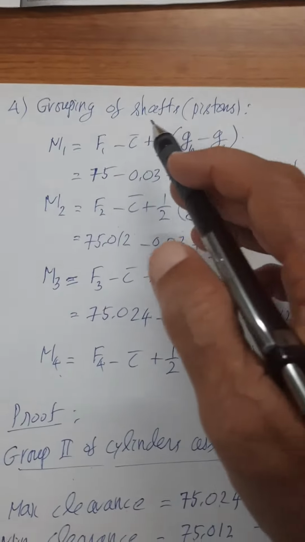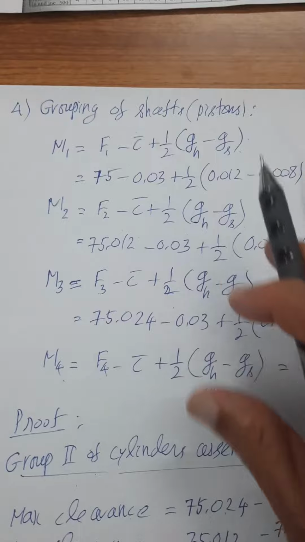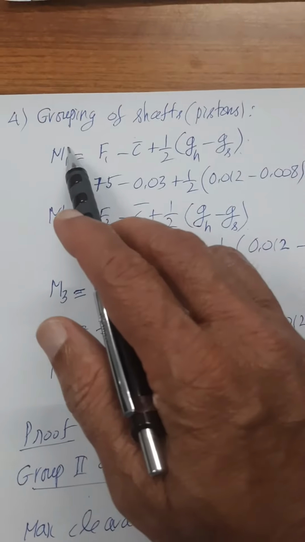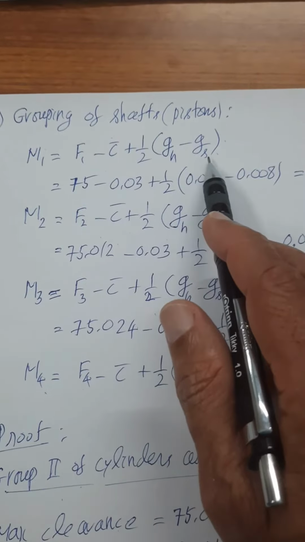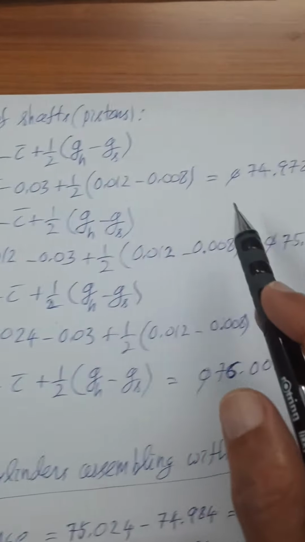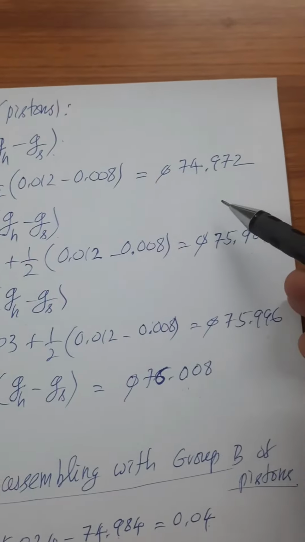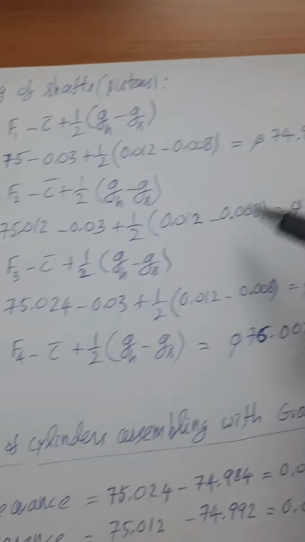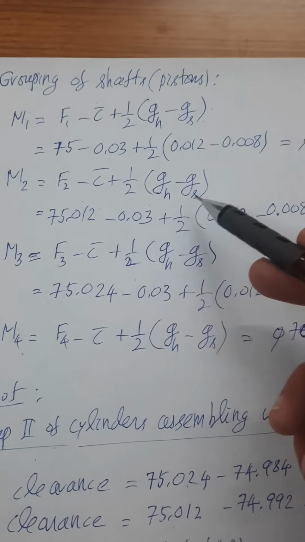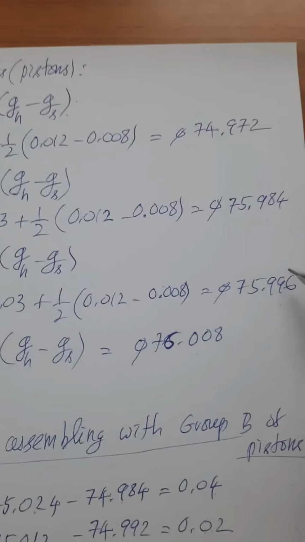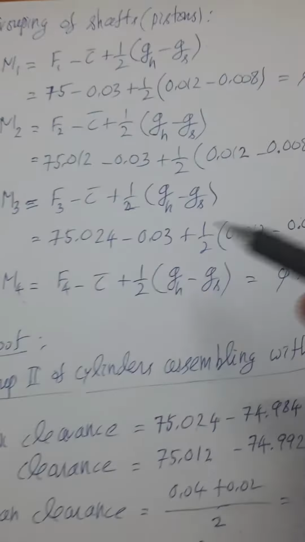So grouping of shafts is done as a next step. M1 is equal to F1 minus C bar plus half of G gauge minus GS. Substituting the value, I get the M1 as 72.972. M2 is F2 minus C bar plus half of G gauge minus GS. It is arrived as 78.984.